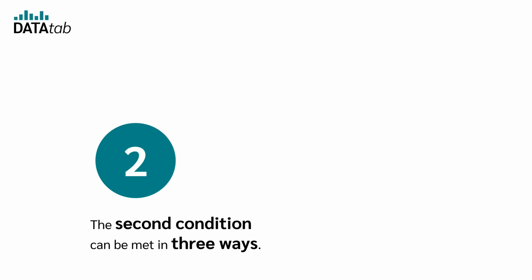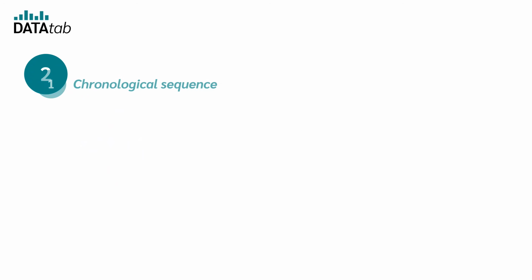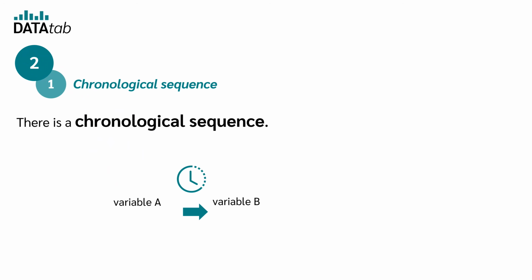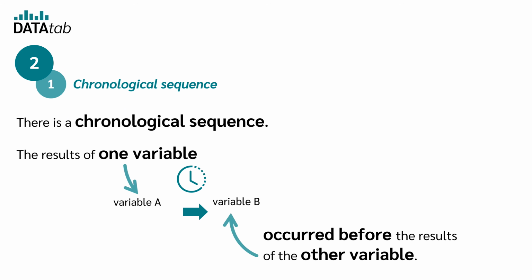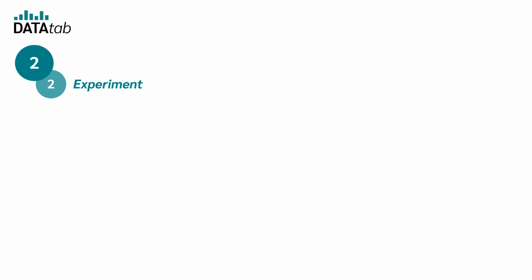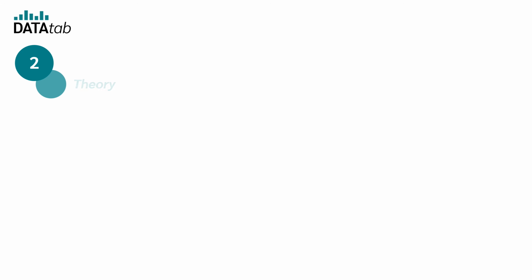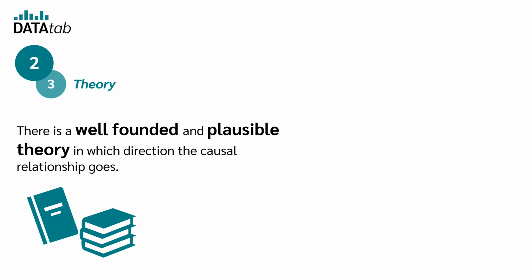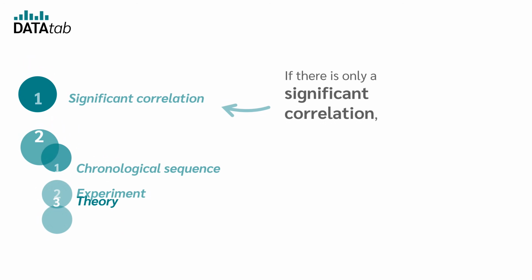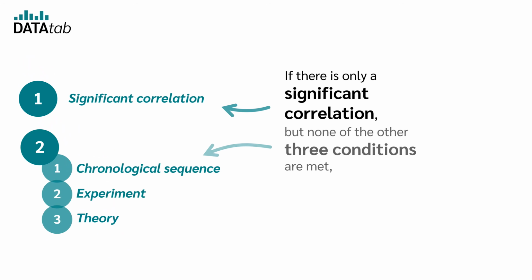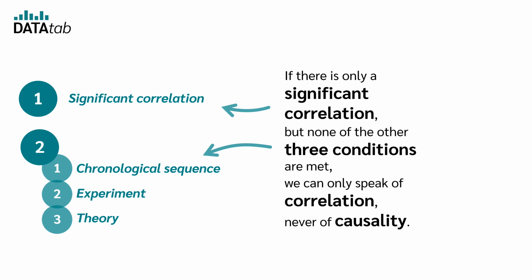Number two, the second condition can be met in 3 ways. First, chronological sequence. There is a chronological sequence and the results of one variable occurred before the results of the other variable. Second, experiment. A controlled experiment was conducted in which the two variables can be specifically influenced. And number 3, theory. There is a well-founded and plausible theory in which direction the causal relationship goes. If there is only a significant correlation, but none of the other 3 conditions are met, we can only speak of correlation, never of causality.